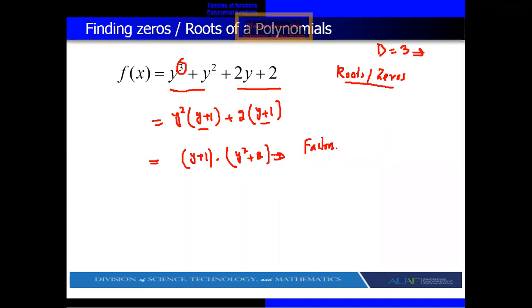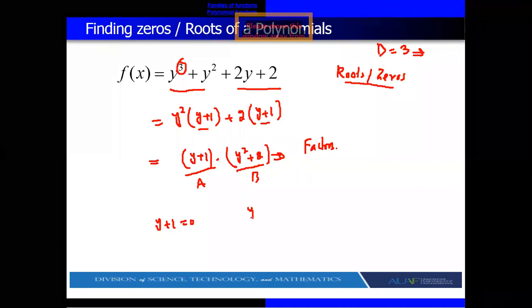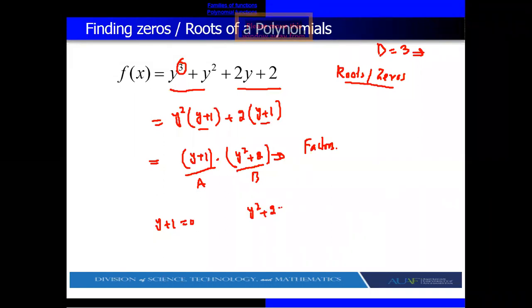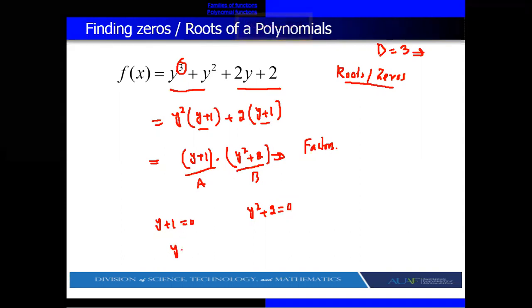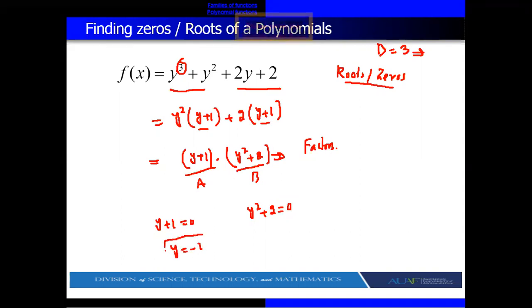Now, how do we find the zeros? You know that we have the zero product property: if a times b is equal to 0, then a is equal to 0 or b is equal to 0. If you put these factors equal to 0, first y plus 1 equal to 0, or second, y square plus 2 equal to 0. For the first one, y plus 1 equal to 0, y is equal to minus 1. This is the first zero, the first root of this function.